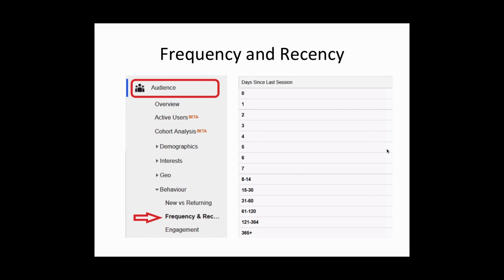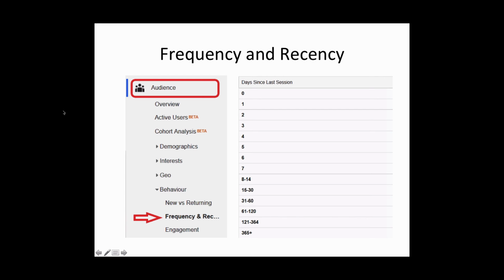If you go to your audience reports and then behavior, there's a little subsection in there called frequency and recency. And yes, I recognize recency is not a real word, but Google has seen fit to include it, so I'm repeating it here under duress. But frequency and recency is really interesting because it tells you that of the people who've returned to your site, how often do they come and how much time passes in between their visits.